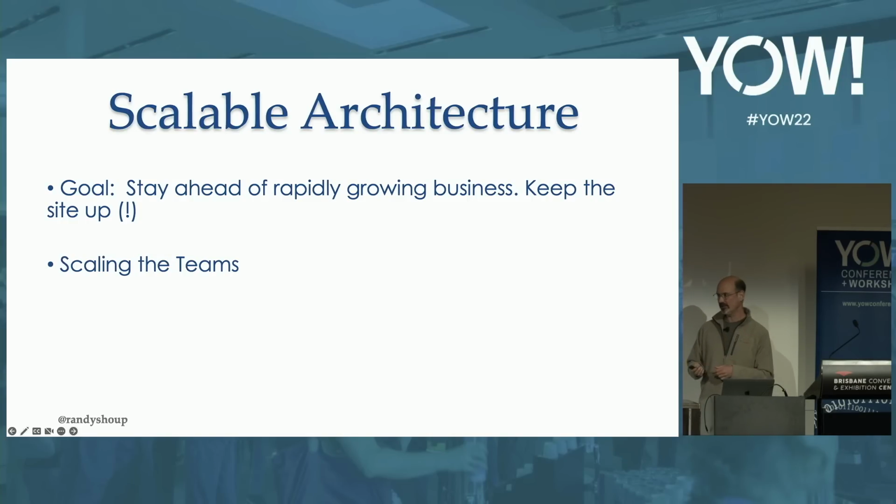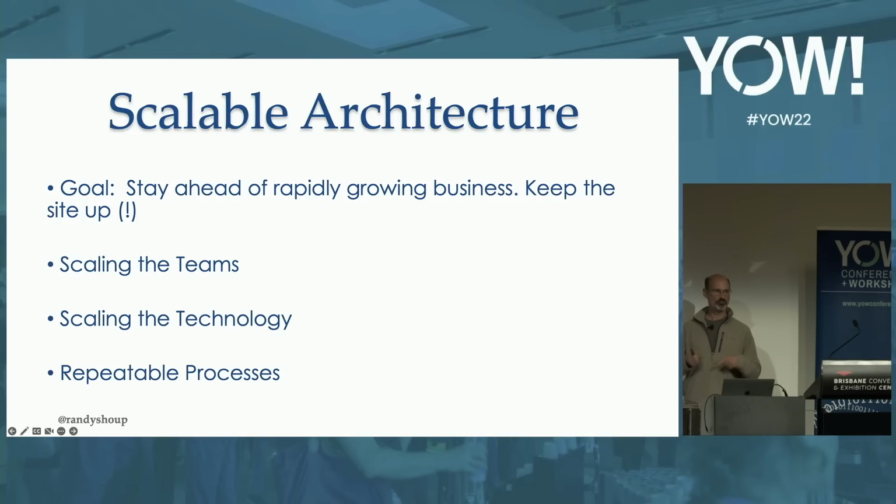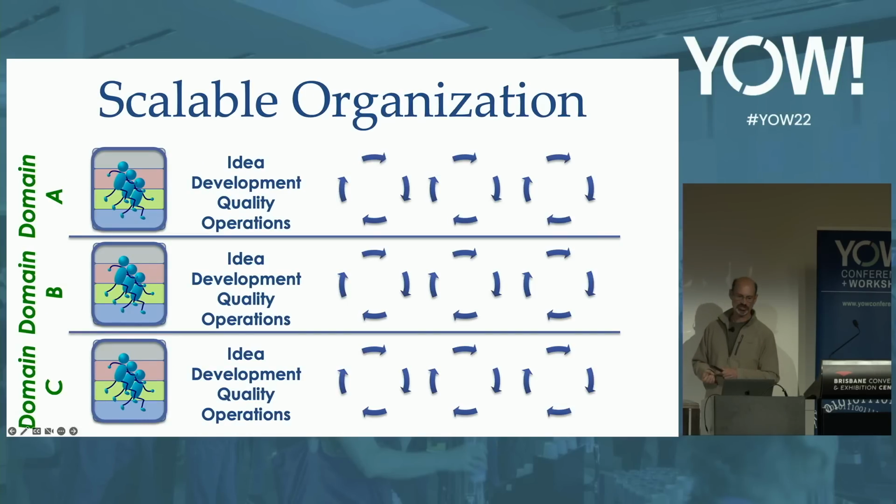Now it's about scaling the teams. Now it's about scaling the technology. And now it's about introducing repeatable processes that allow us to continue to do things in a scalable, repeatable, and reliable way. So our organization starts to look something like this, right?